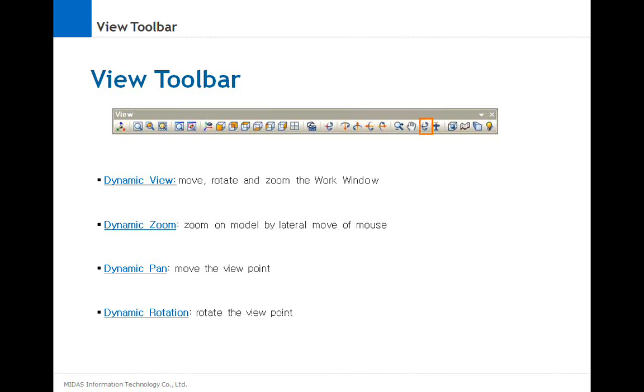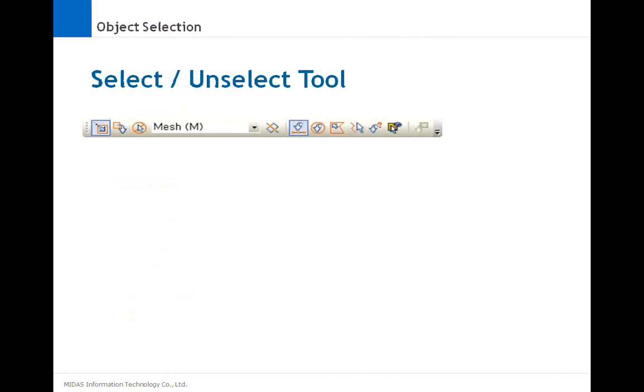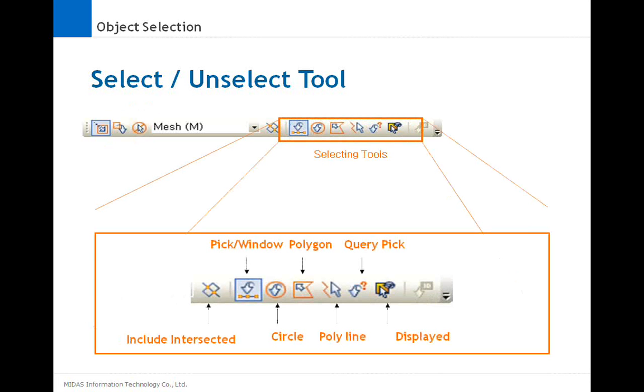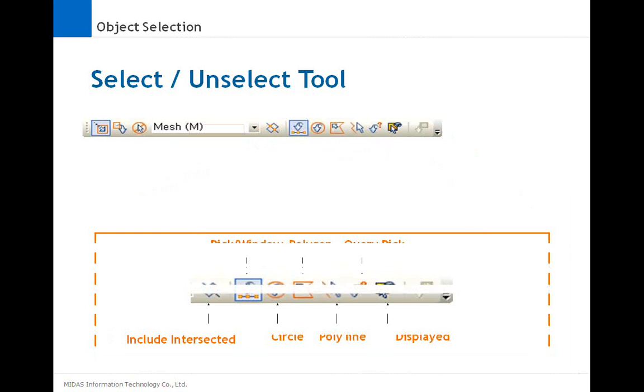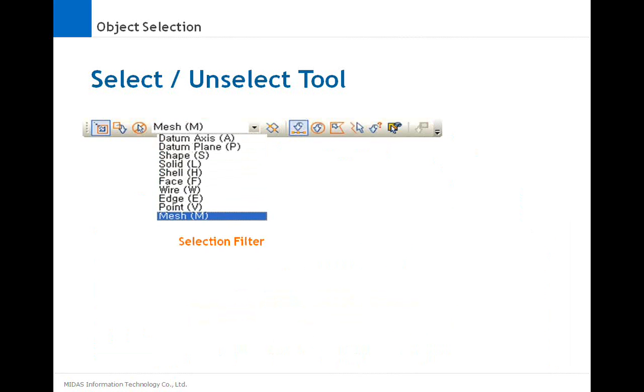So we have dynamic rotation with the help of which you can rotate the viewpoints. Select and unselect tools, because when you are dealing with thousands and lakhs and millions of elements, you need to have very specific selection toolbars. So we have the select toolbar and unselect toolbar, with which you can select anything or unselect all, and different selecting tools to assist the user with the selection procedures, like including the intersected ones, circle, polyline. Most importantly, the selection filter, with the help of which you can select according to their nature, whether it is a shape, solid, or shell.